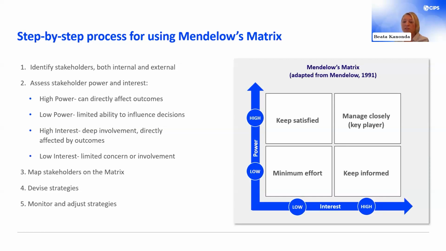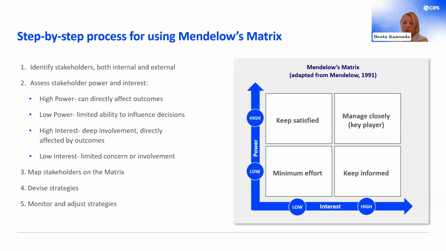Then assess their power and interests. High-power stakeholders can directly affect outcomes, while lower-power stakeholders have limited influence. High-interest stakeholders are directly affected, while low-interest stakeholders have limited concern. Now map the stakeholders based on your assessment of power and interest for each stakeholder group. Place them into one of the 4 quadrants. You are now ready to develop the management strategies. You will be able to tailor your engagement and communication based on the power and interest levels of each stakeholder. So it's important to prioritize your stakeholders based on their involvement with the project and how important they are to the success of the project.